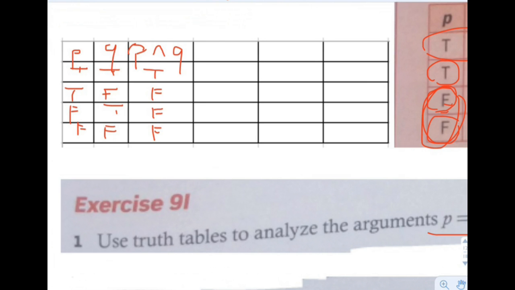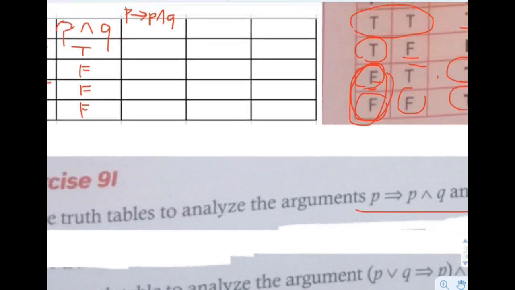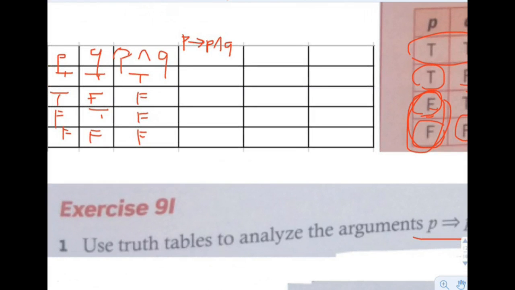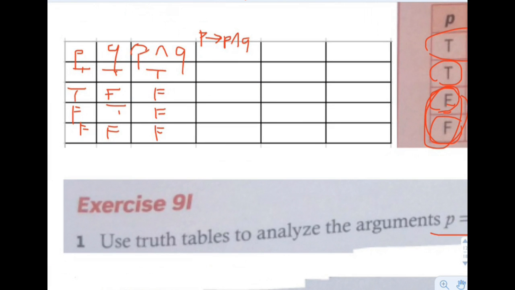Okay, now we're going to do implication. We're going to say P implies P and Q, right? And so let's see if that's true. So we're going to compare this with this. Okay, so when P is true, that implies that P and Q is true, so that's true. But wait a second, when P is true, P and Q is false, so that would be false. Okay, and then when P is false, those are fine. When P is false, anything goes.